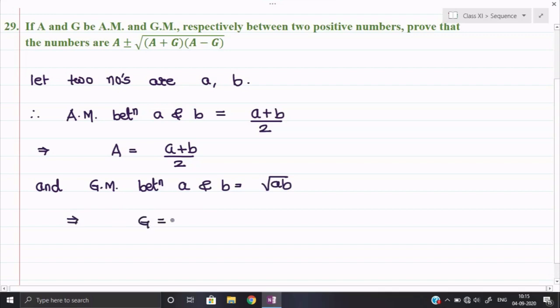So G will be equal to under root of AB. That is your second value. Now see, we have to prove that the numbers are A plus minus under root of (A plus G) into under root of (A minus G). Okay, so see what shall we do, we can prove it in a very simple manner.